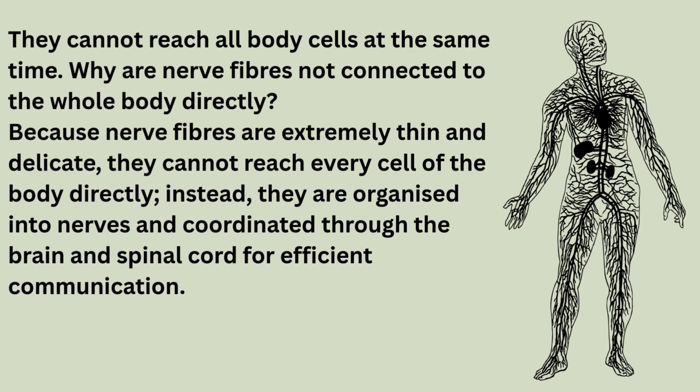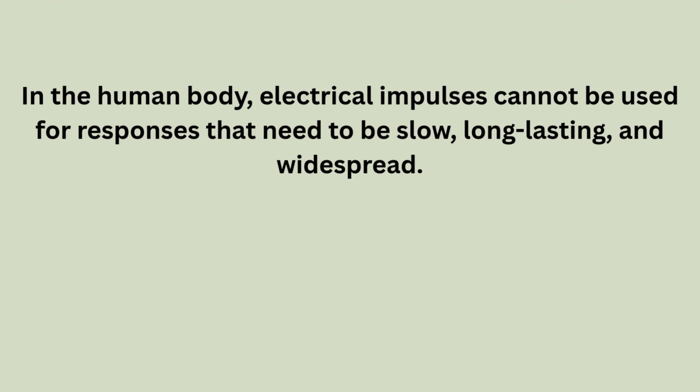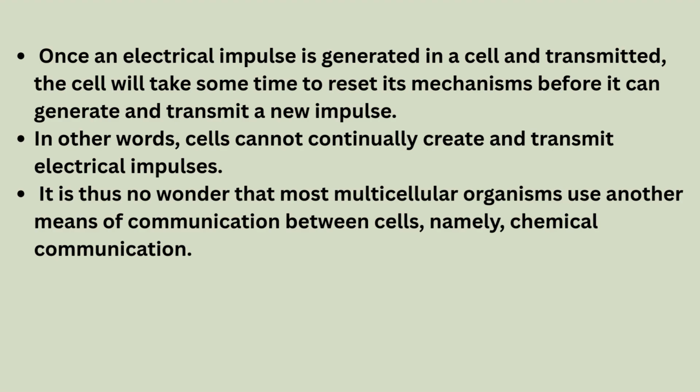Then why are the nerve fibers not connected to the whole body directly? Because the nerve fibers are extremely thin and delicate, and they cannot reach every cell of the body directly. Instead, they are organized into nerves and coordinated through the brain and spinal cord for efficient communication. In the human body, electrical impulses cannot be used for responses that need to be slow, long lasting, and widespread. Once an electrical impulse is generated in a cell and transmitted, the cell will take some time to reset its mechanism before it can generate and transmit a new impulse. In other words, cells cannot continually create and transmit electrical impulses.